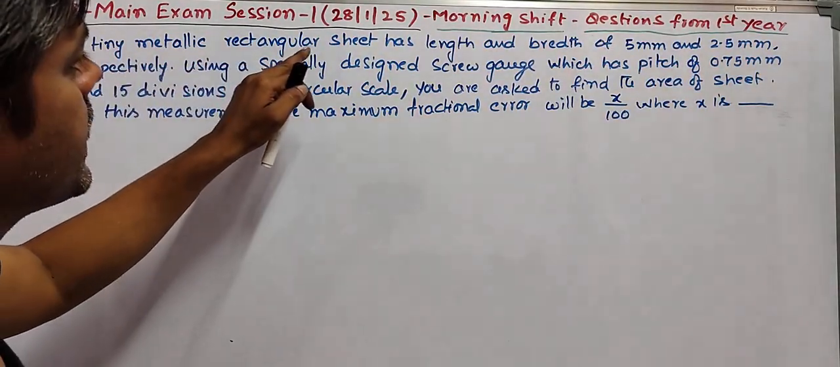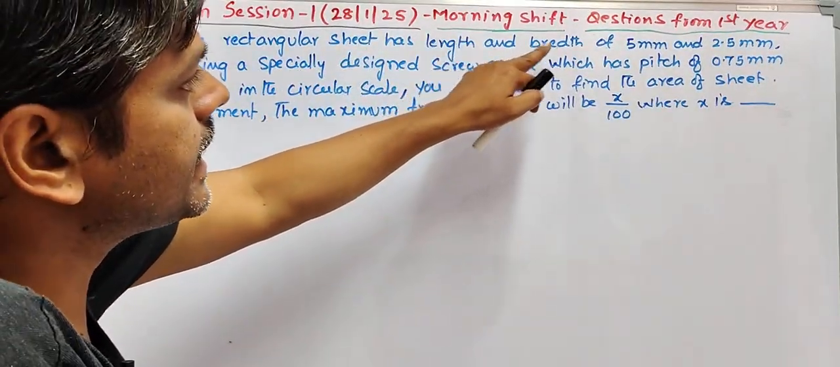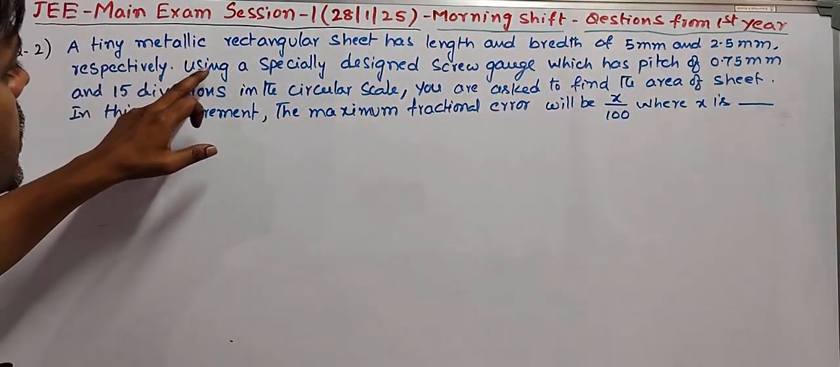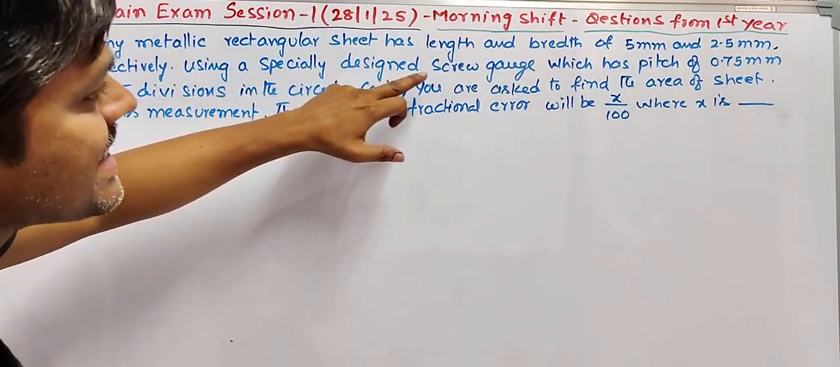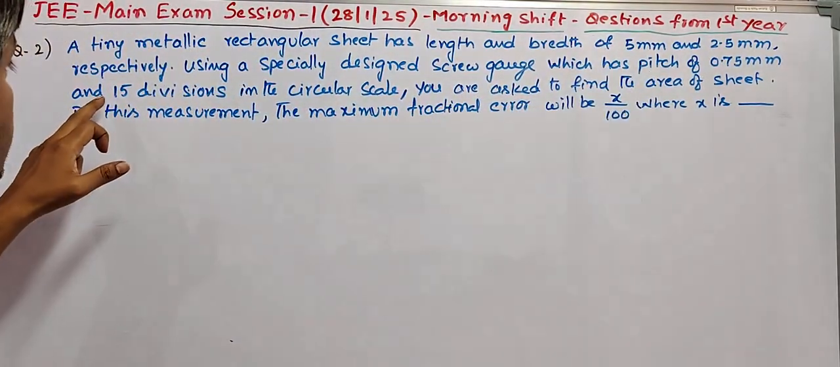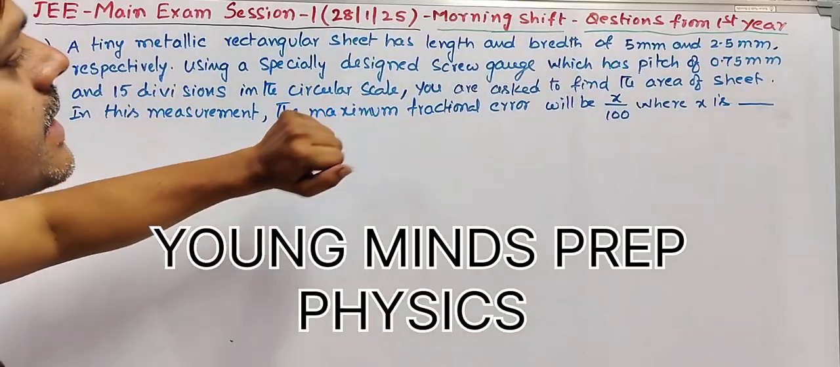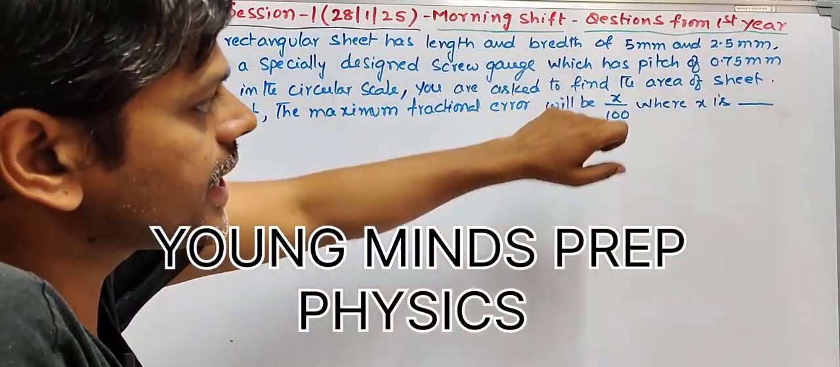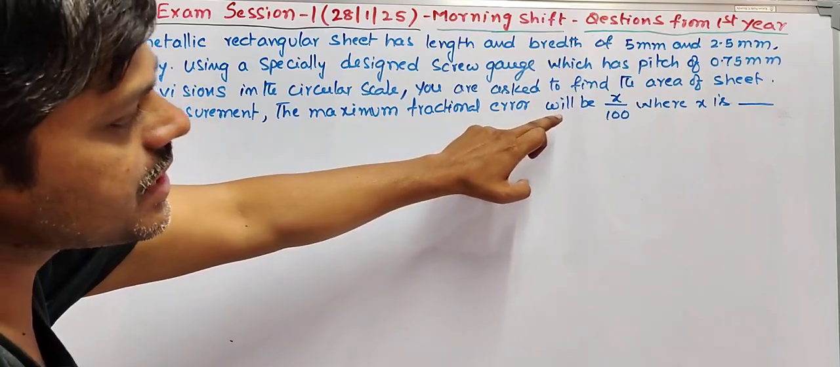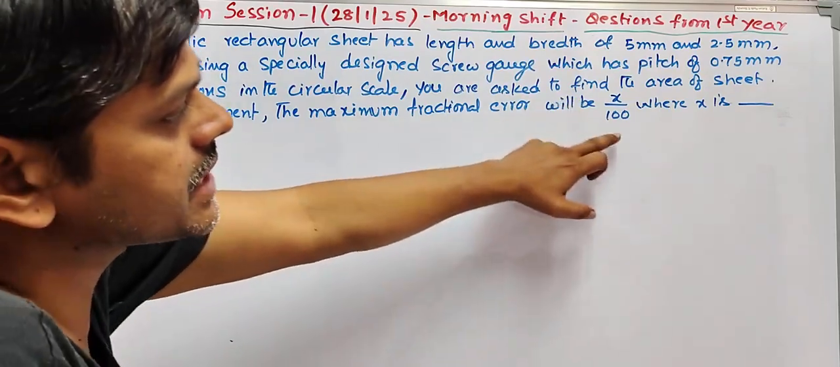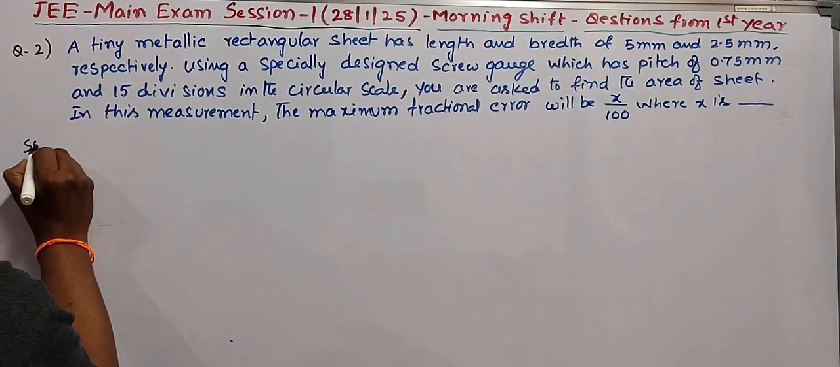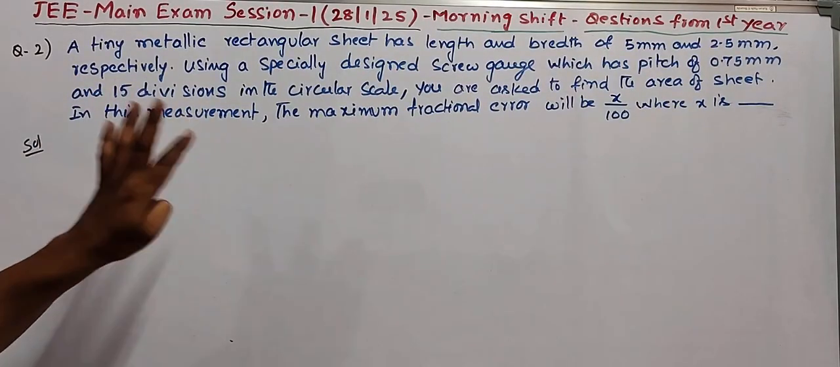A tiny metallic rectangular sheet has length and breadth of 5 mm and 2.5 mm respectively. Using a specially designed screw gauge which has a pitch of 0.75 mm and 15 divisions in the circular scale, you are asked to find the area of the sheet. In this measurement, the maximum fractional error will be x by 100, where x is equal to how much? This is the question asked in this exam.